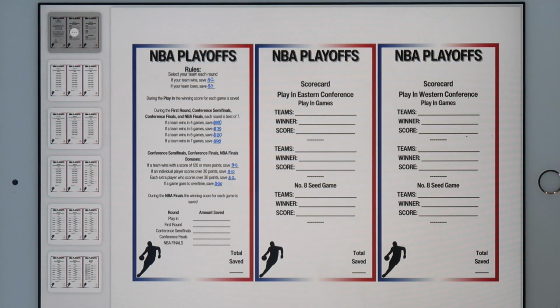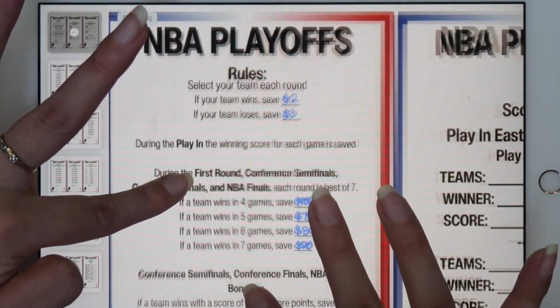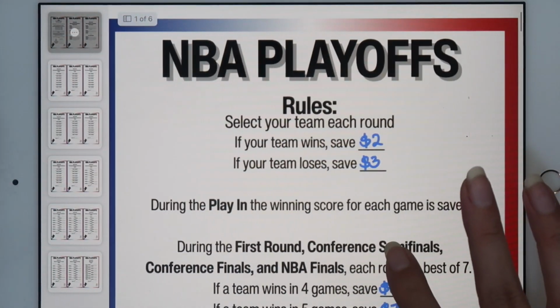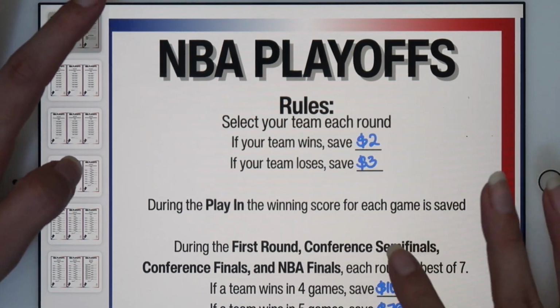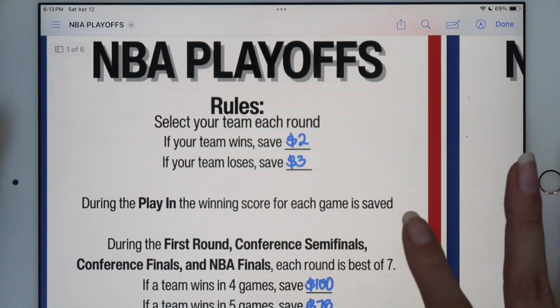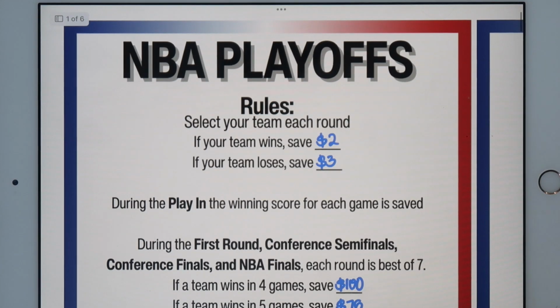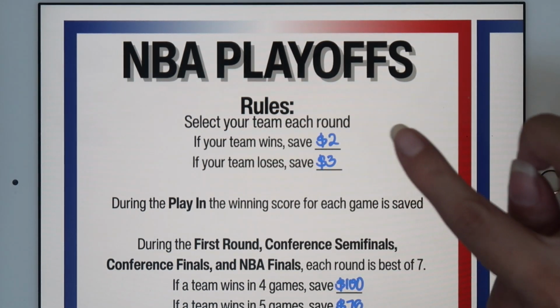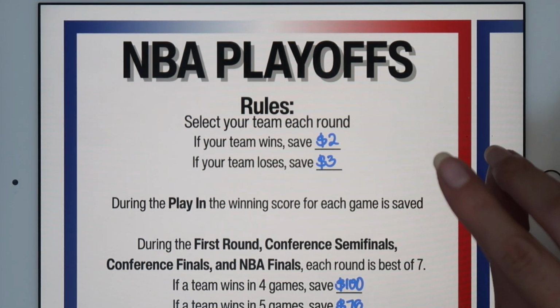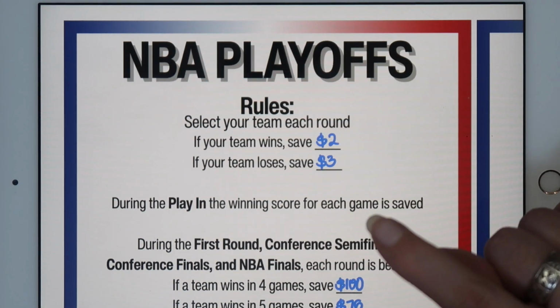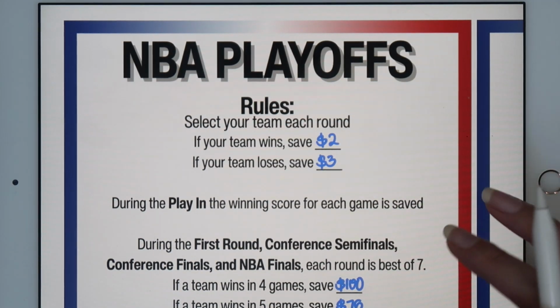Since the NBA playoffs are starting soon, we're going to go over some of the rules that I've figured out while making this challenge. So I have decided that it's going to be similar to the digital March Madness one, with the teams and everything. The rules are: you select your team each round. If your team wins, save $2. If your team loses, you save $3.